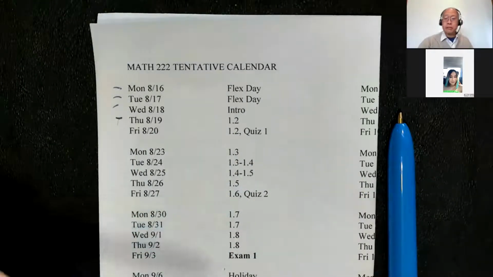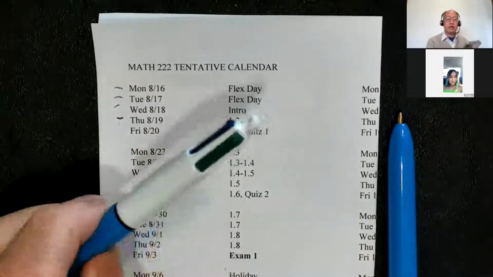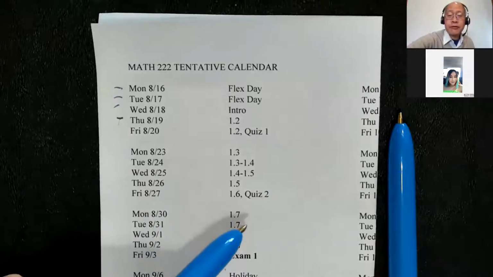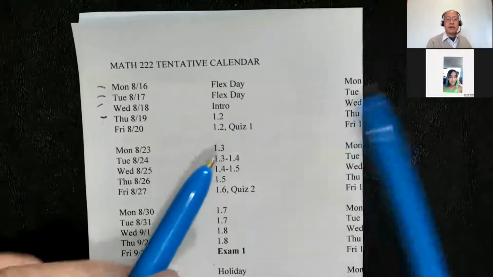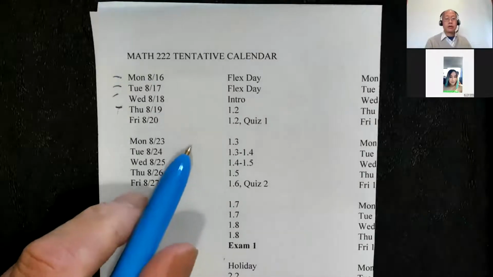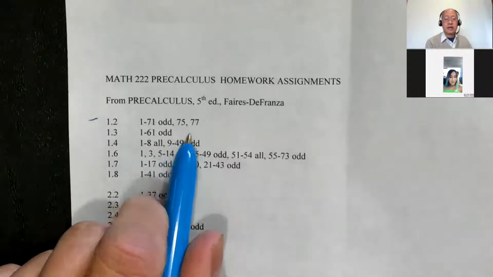So work it out on paper. Then get your cell phone, click, click, click, take a picture on your cell phone. Or if you have a scanner, you can scan it and then email it to me by 11:59 p.m. Okay, good deal. So again, quiz is really in quotes, it's more like an assignment. So I'll get going with 1.2. And the assignment is 1 to 71 odd, 75, and 77.